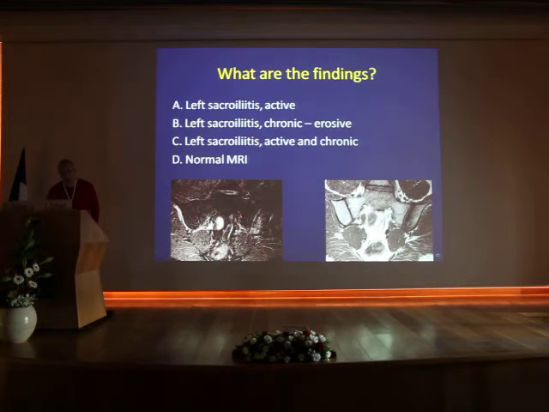So what do we have here? Is it active sacroiliitis? Is it chronic erosive sacroiliitis? Is it active and chronic, or is it a normal MRI? Is it A, B, C, or D? Only active? No, I think C, because we have erosions here. Erosions are part of a more chronic, I mean advanced type. Okay? So we have here sacroiliitis with active and chronic together, and these coexist almost always. You can see the advanced things and the more active things.